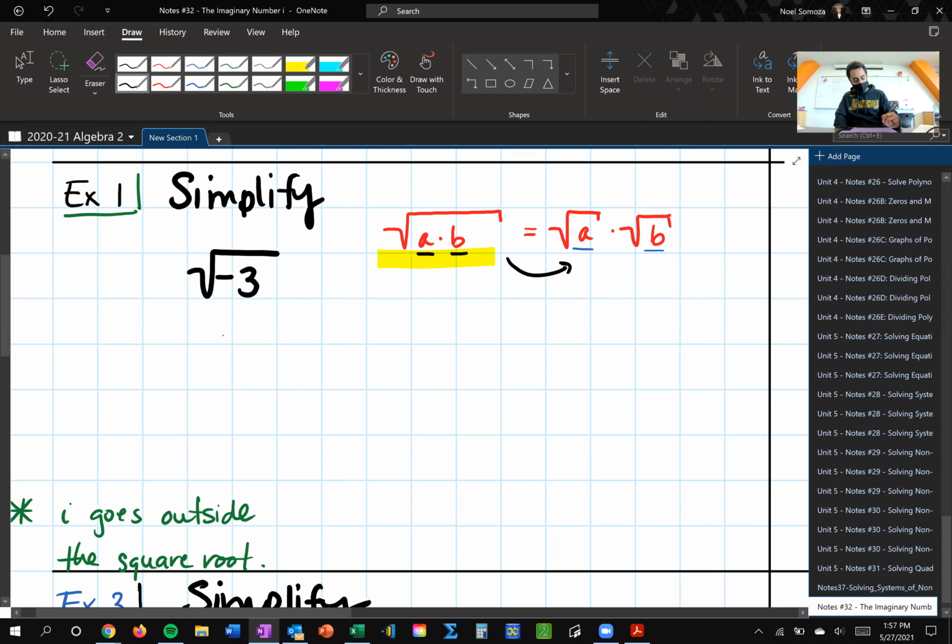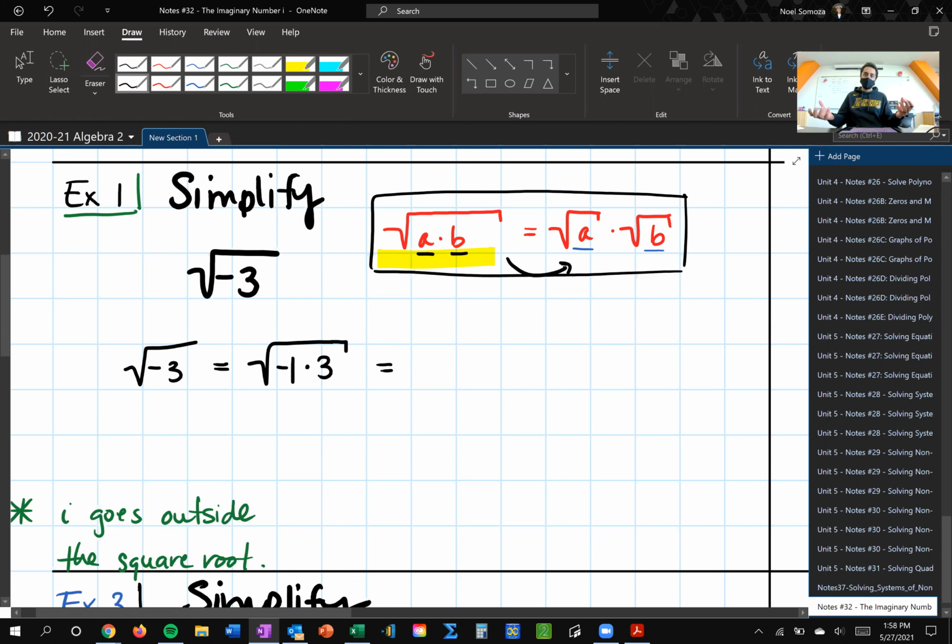Well, because I can think of the square root of -3 as the square root of -1 times 3. So then I can use this property, which says if I have the product of two numbers inside my square root, I can break them apart into separate square roots. So I can actually have the square root of -1 times the square root of 3. Right? Do you see that? We broke it apart into those factors.